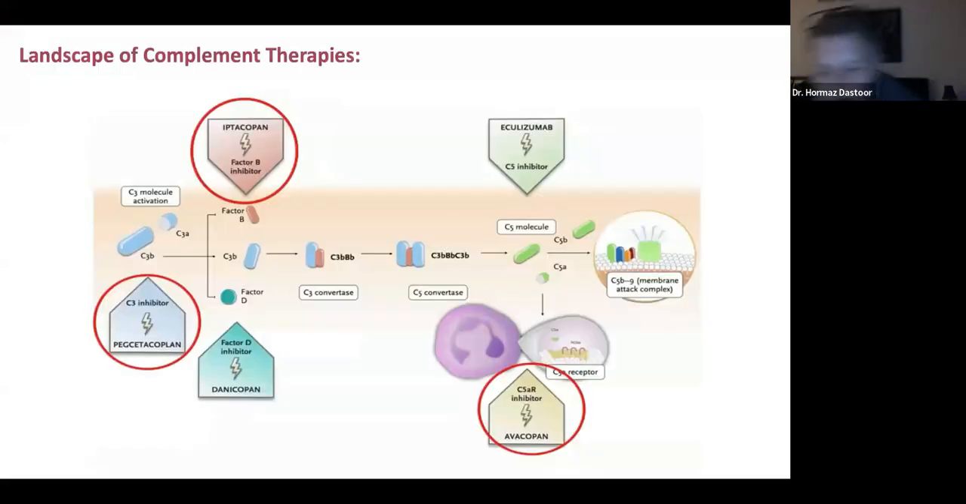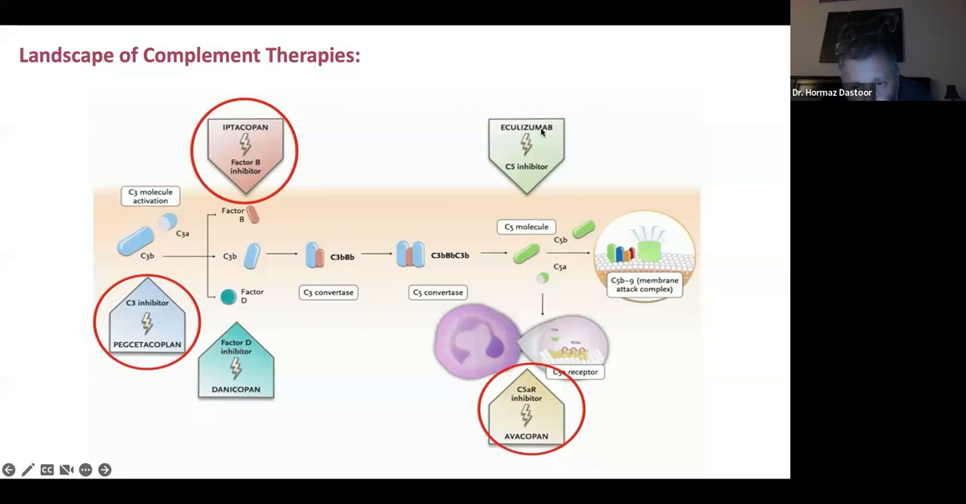Now let's look at the treatment. So previously I had told you that unregulated activity of factor B and factor D or C3 can cause atypical AHUS. So now we have inhibitors of complement factor B and D, which are iptacopan and danicopan, and we have inhibitors of C3, which is pegcetacoplan. Potentially, all of these drugs can be used for treatment of atypical AHUS.